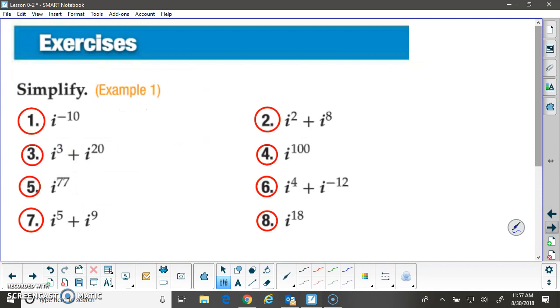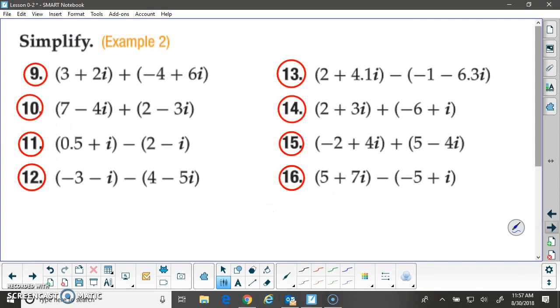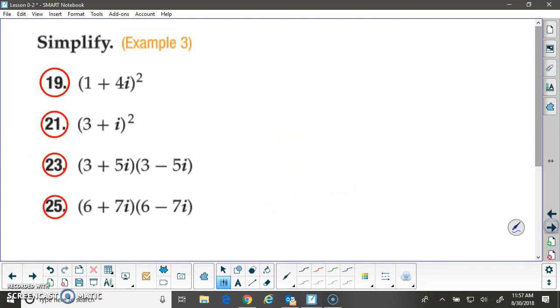We'll have some examples here, just like I went through, of simplifying complex numbers, and then also adding, subtracting, and multiplying complex numbers.